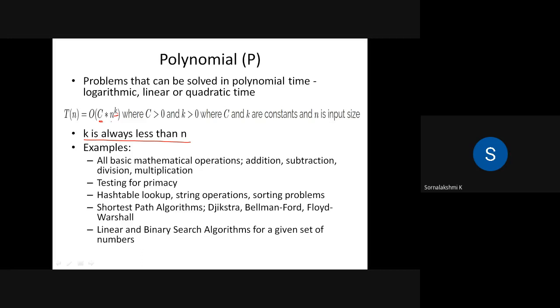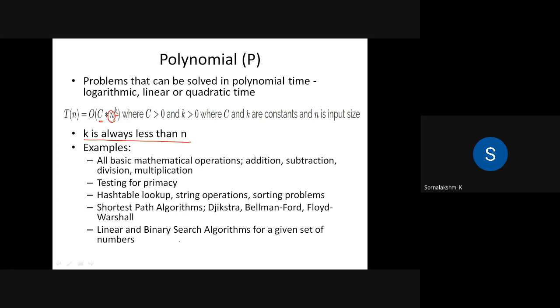Both of these are constants, and n is the input size, n is a variable. N is a variable, and c and k are constants. Then we say that it can be solved in polynomial time using a logarithmic, linear, or quadratic time algorithm. Then we call that problem a polynomial solvable problem.